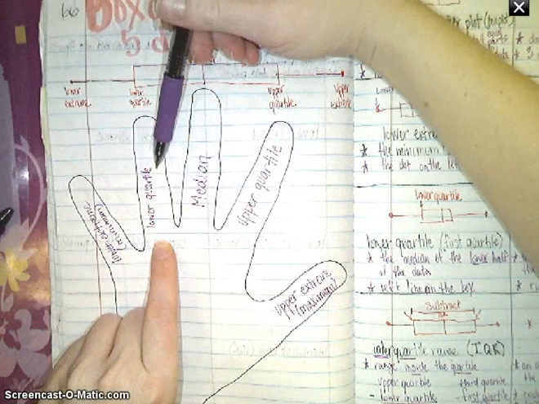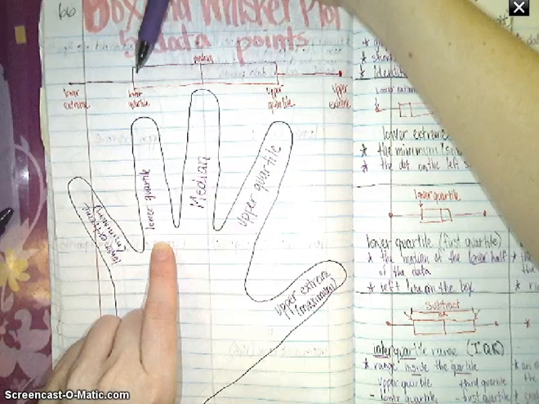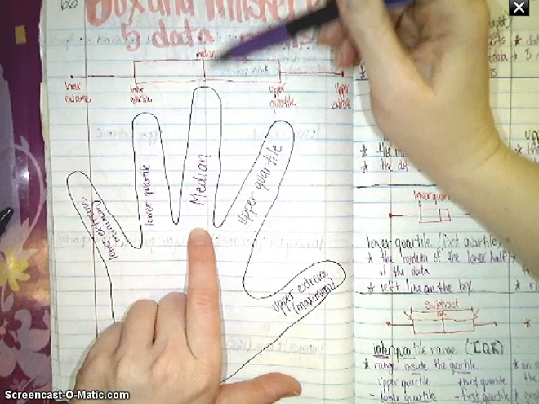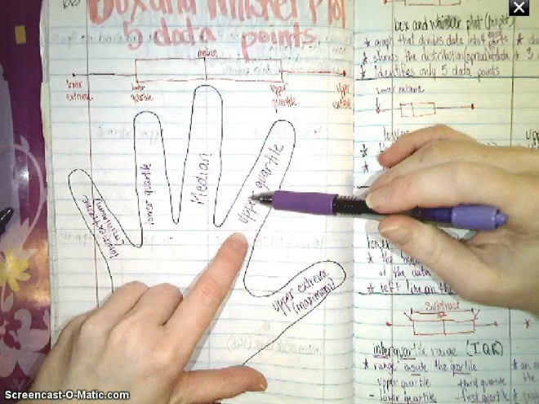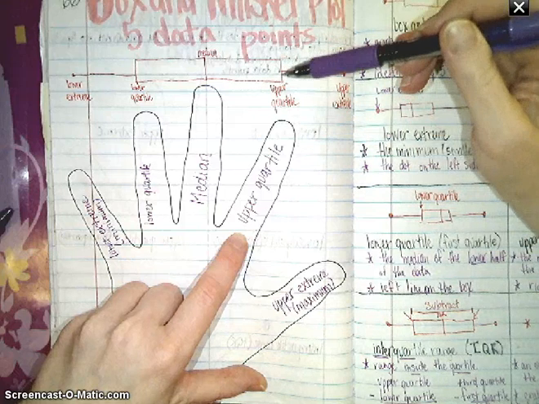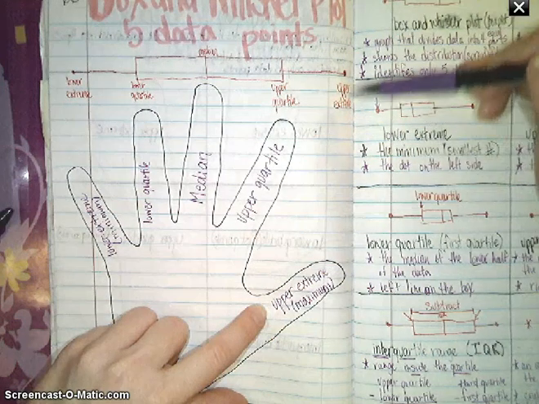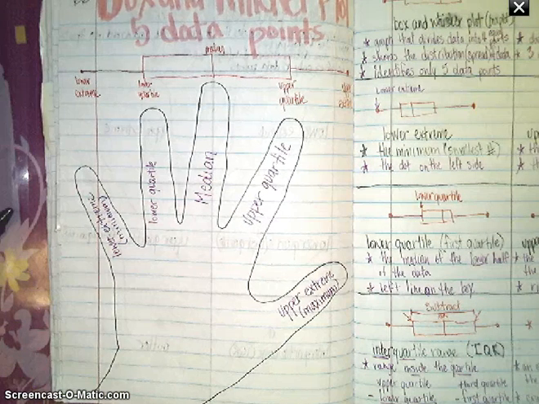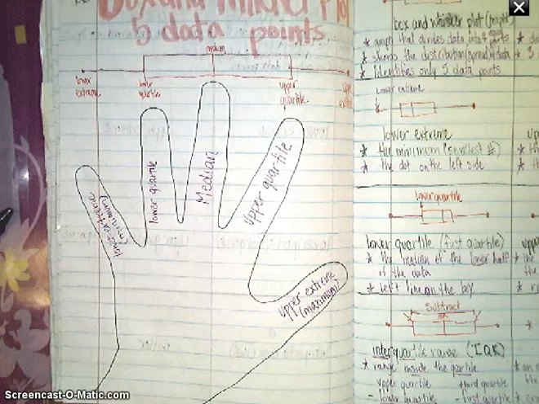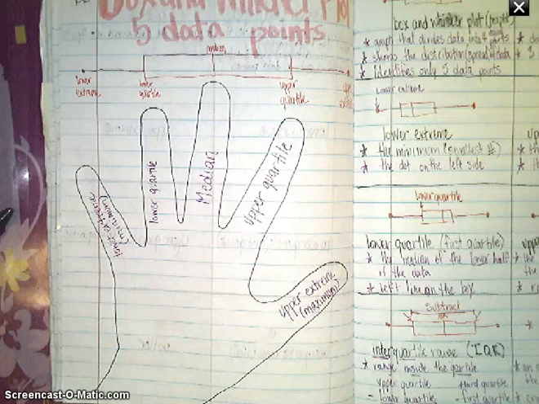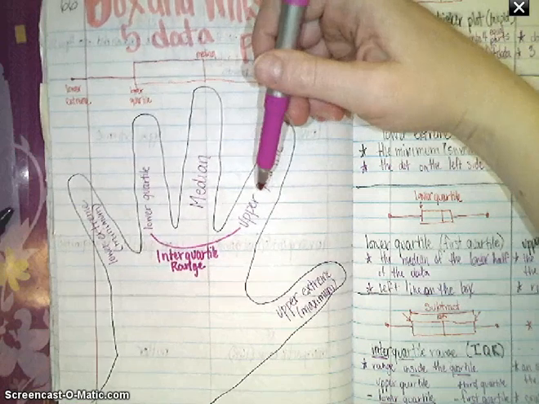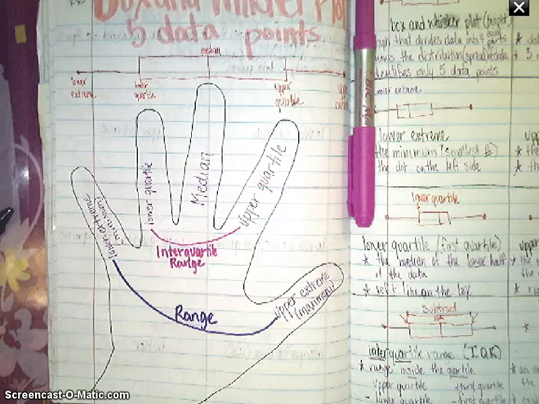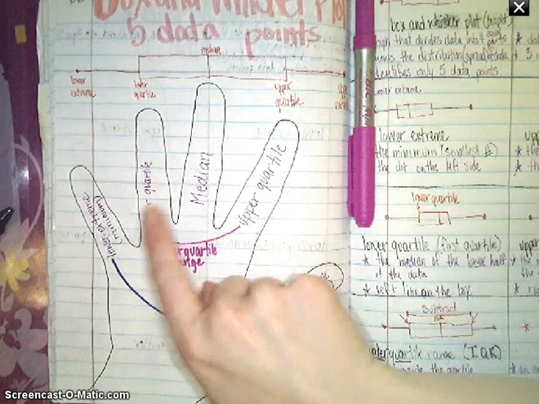So here we go. On our pinky finger, we've got the lower extreme, which is our minimum, which is right here on our left whisker. Our lower quartile is found on our ring finger, which is the left line on the box. The median is in the middle on our box. Our upper quartile is the right line on the box, and then our upper extreme is the maximum, the right whisker on the box. And those are our 5 data points. We've got 2 more things we can find from a box and whisker plot. The first being the interquartile range, subtracting the upper quartile and the lower quartile. And the last being the range, subtracting the upper extreme and the lower extreme.